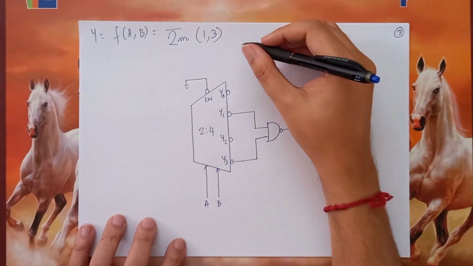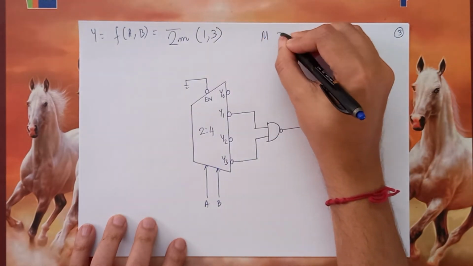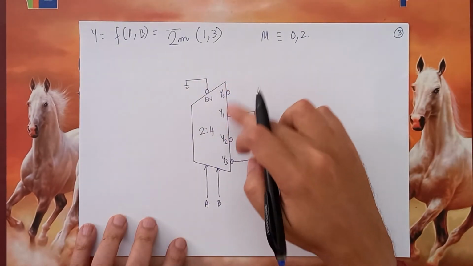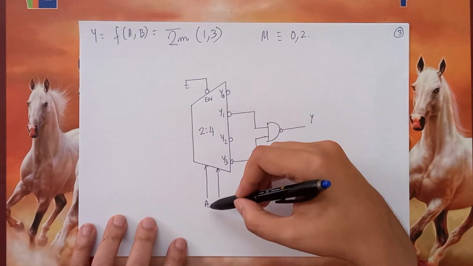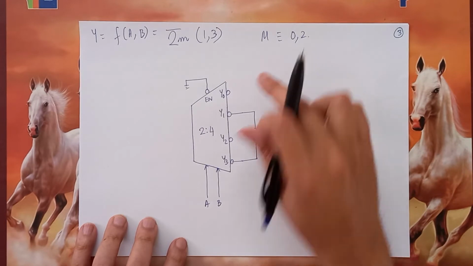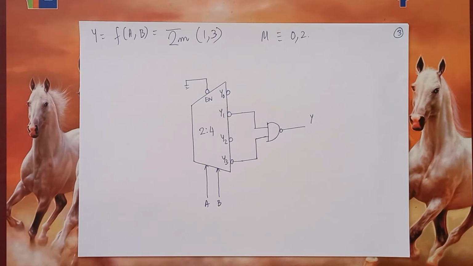So essentially, the max terms you will have to now look at. Now the max terms are what? 0 and 2. So when either of these becomes 0, you want the output to become 0. That is when AB is either 0, 0 or 1, 0. So therefore, you can use an AND gate to get this task accomplished. So it's not very difficult to do this.